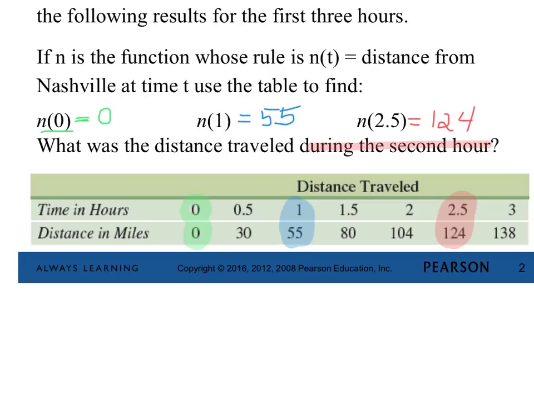Now, the second hour was actually the distance traveled from the first hour and the second hour. And so the actual distance was 124 minus 55. I'm sorry. Back that up. Looking at the wrong thing. During the second hour, we're looking at the distance traveled from 1 to 2 hours. There is your second hour.